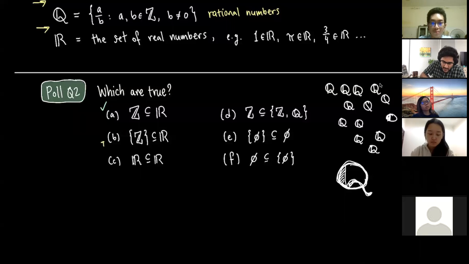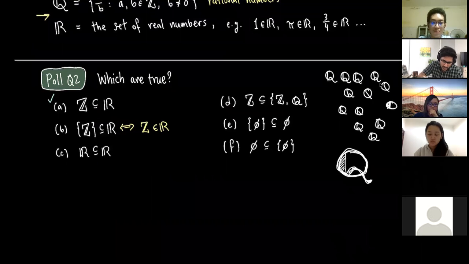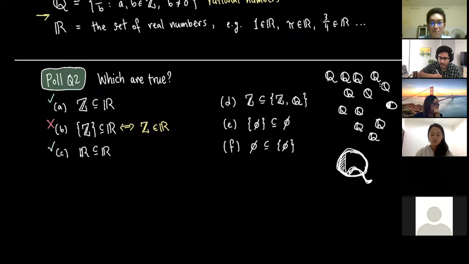If this was true, it would be like saying that, sorry, maybe I'll write it out. I'll make some more space. B is like saying that the set of integers is an element of the real numbers. That's not true. Every integer is a real number, but the set of all integers is not a real number, that's a set. So this statement's actually false. Okay, C, people said was true. Yes, the real numbers are a subset of themselves. Every set is a subset of itself, correct?